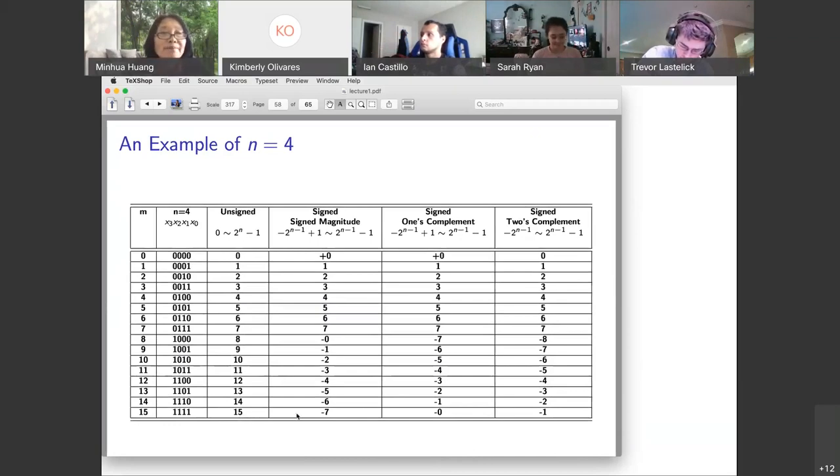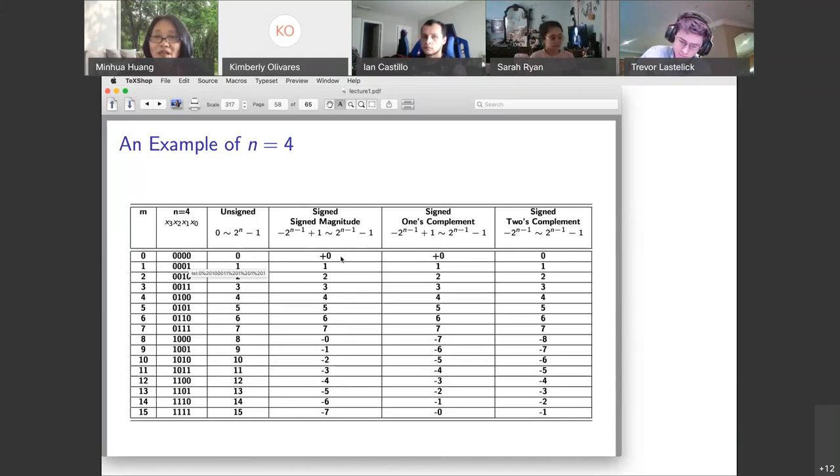Then the columns 4, 5, 6 all represent a signed number in the different number systems. In this case, when it's signed magnitude, from here you can see that for each of the binary numbers, it has a corresponding decimal number in this signed magnitude system.